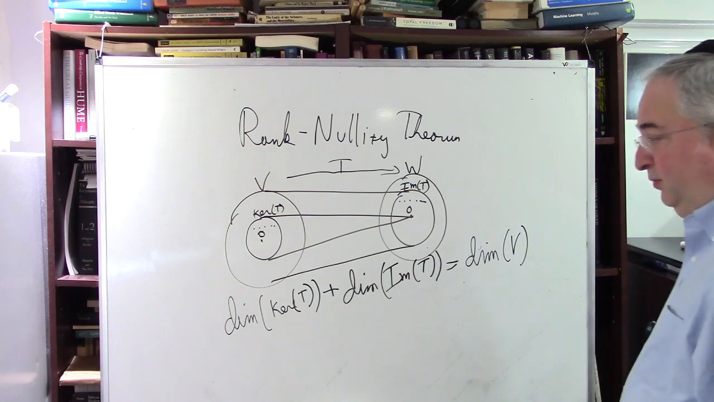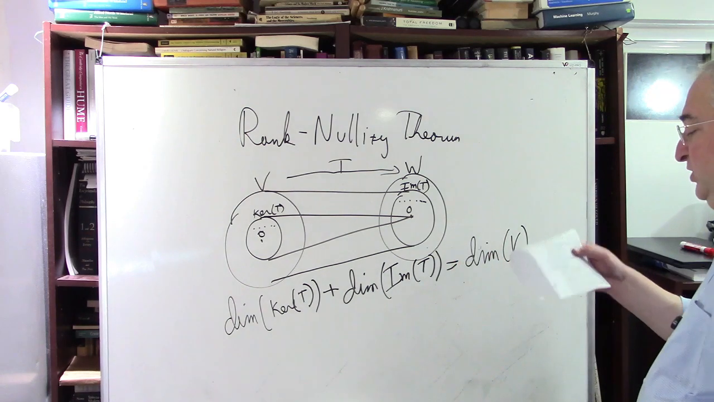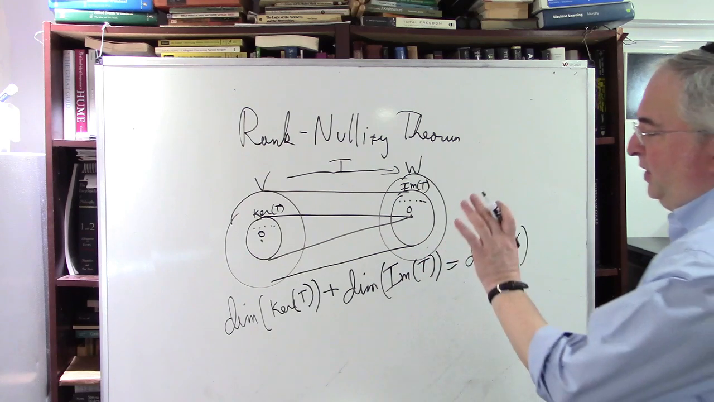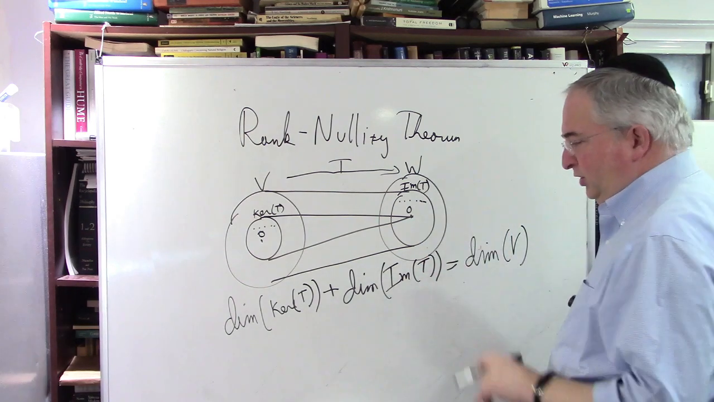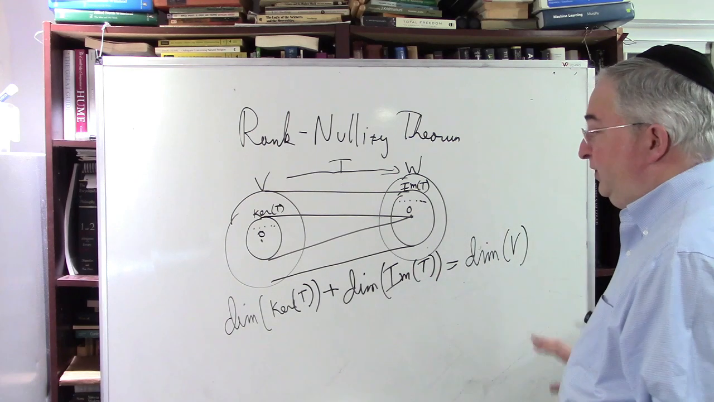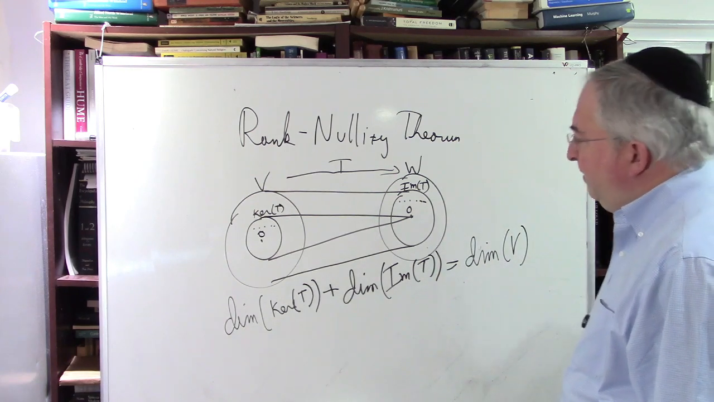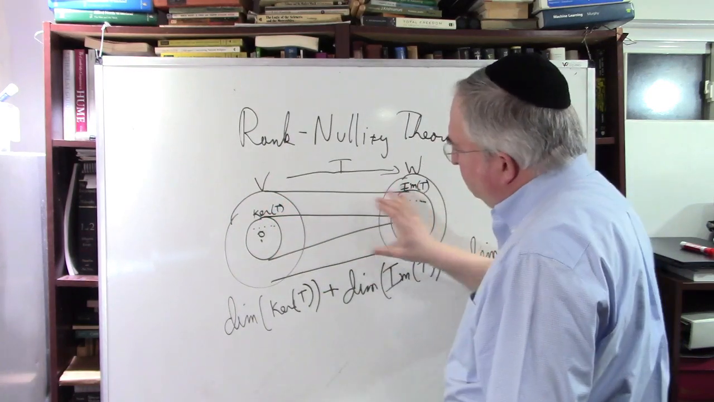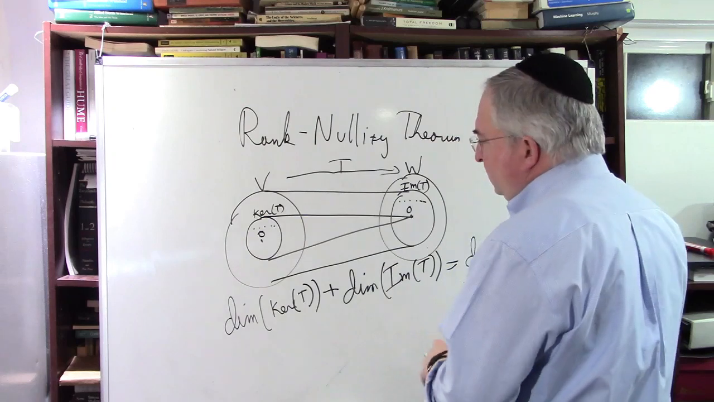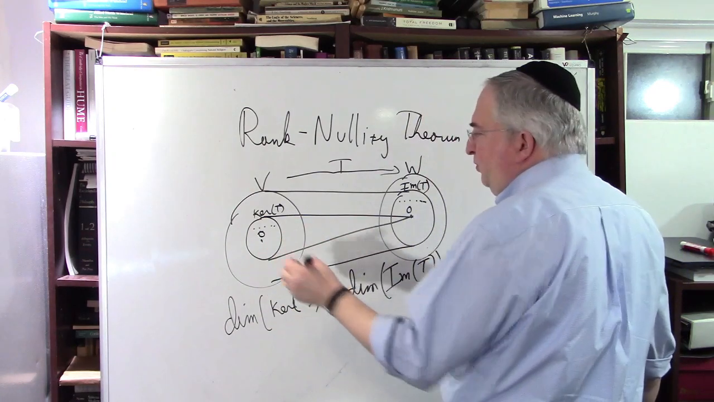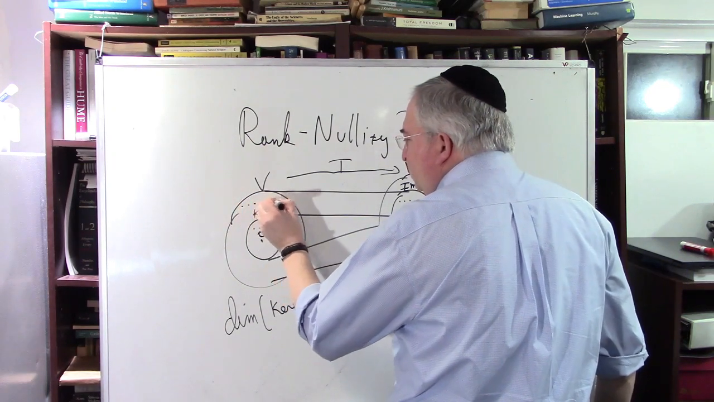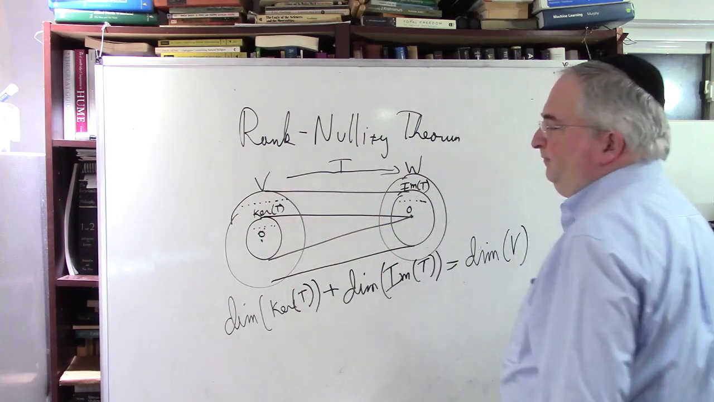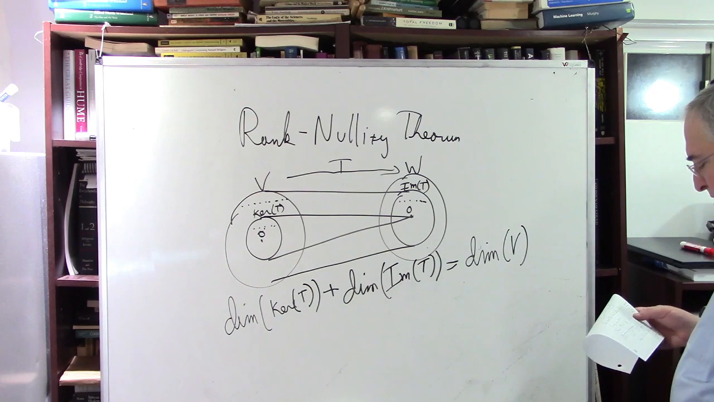Not a simple theorem to prove. It's done in the book on pages 78 and 79, but it shows up very often. So that's a beautiful, important theorem. Basically it says that this crunched part plus this image part gives you this. And the way it's proved is as follows: you find a basis over here, and you relate this basis to this basis and this basis.